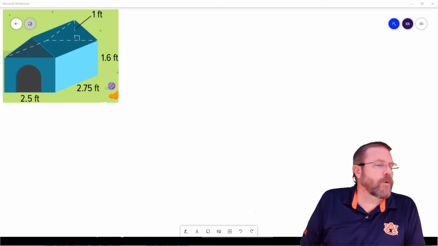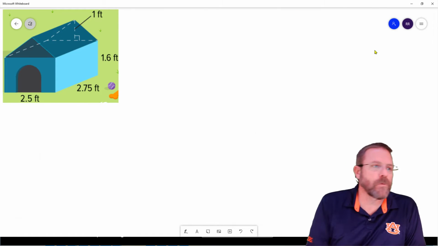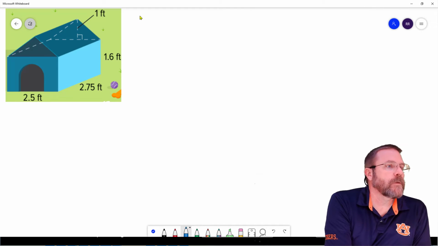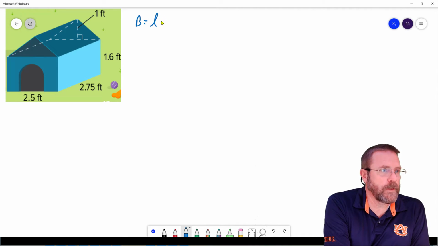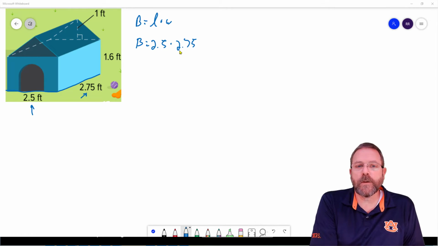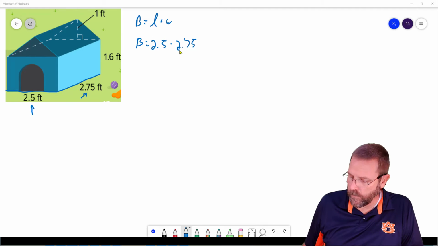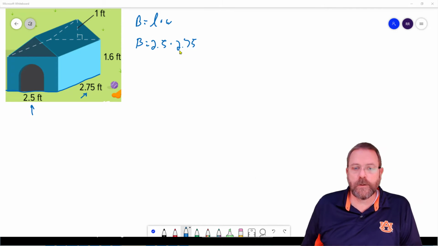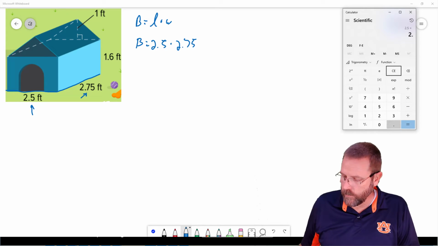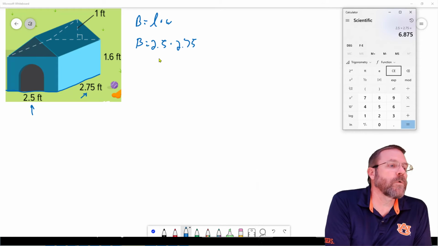Alright, the first piece I'm going to focus on is the base area of the rectangular prism. So we're going to start off with a formula that says base area is equal to length times width, and the length and width I'm working on are these two numbers here. So base area is equal to 2.5 times 2.75. Grab up that calculator again. 2.5 times 2.75. Oops, the calculator didn't come up. Let's try that again. 2.5 times 2.75, and now we have 6.875.